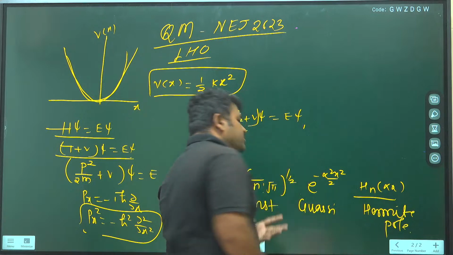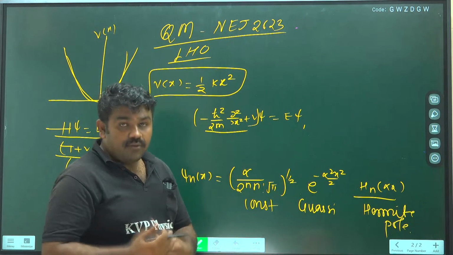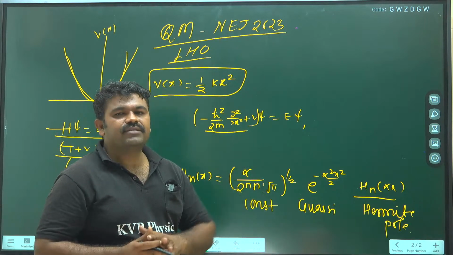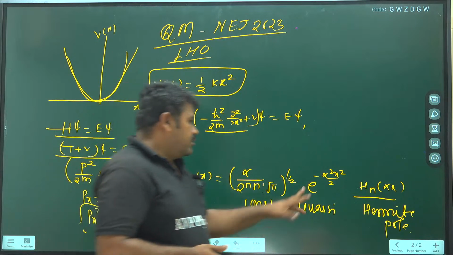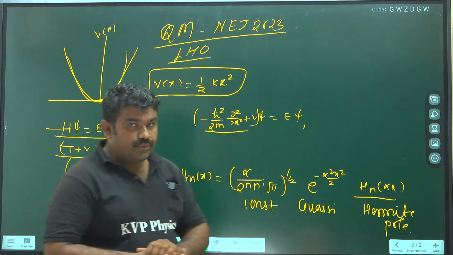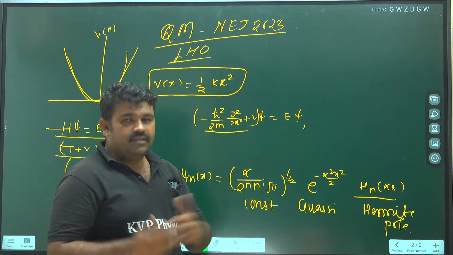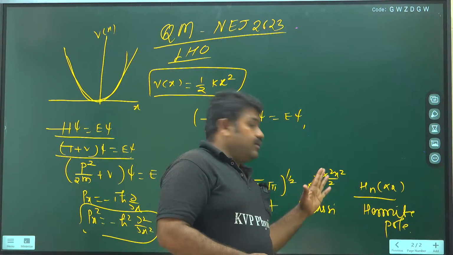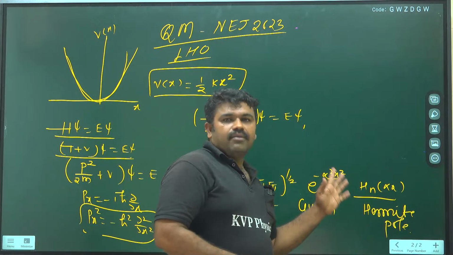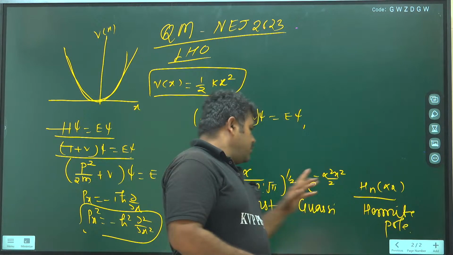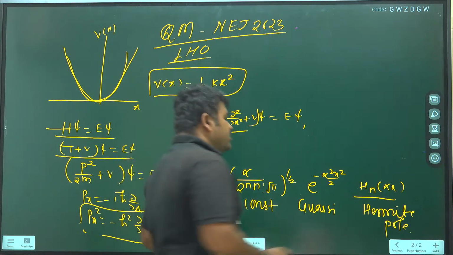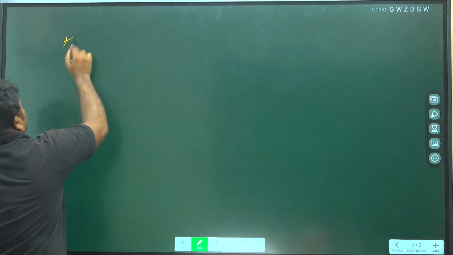Now, is our wave function an even function or an odd function? How do we decide whether this function is even or odd? The constant part doesn't decide whether this function is even or odd. The part e to the power minus alpha squared x squared upon 2 is an even function, because this part is even. This also doesn't decide. As n changes, whether the function is even or odd depends totally on the Hermite polynomial, Hn of alpha x.